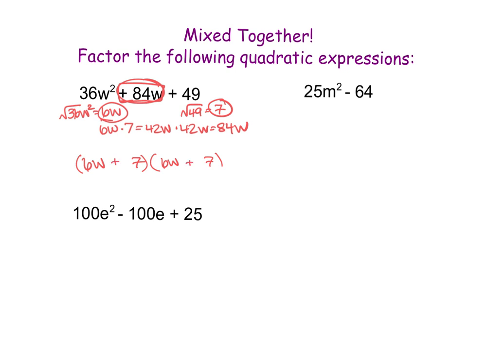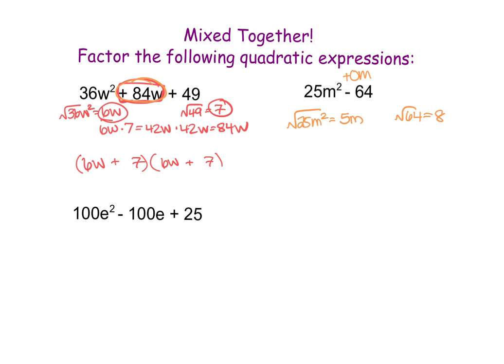Now let's take a look at the second problem over here. So here I notice that there's no middle term, unlike the first one that had a positive middle term. So this one really has a plus 0m in the middle. So I got to keep that in mind as I try to factor this one out. So let's start off by square rooting our a value, which is 25m squared. That should be 5m, and then if I square root 64, I see that that's 8.